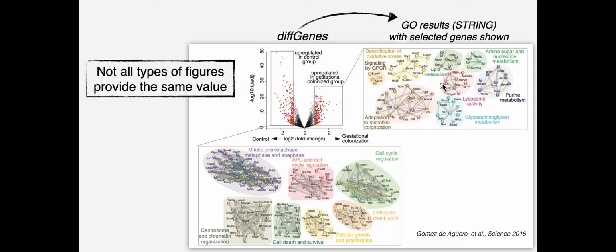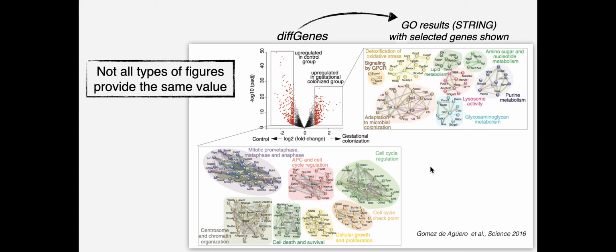This is a figure from a Science paper where, again, you recognize a volcano plot and the idea of selecting upregulated and downregulated genes with respect to one pairwise comparison, in this case, gestational colonization and control. But then the functional enrichment they carry out is done using something called STRING, which is an online database resource. And they show the genes and these networks they form for GO terms. So, this helps them reduce these upregulated genes to a set of enriched GO terms.